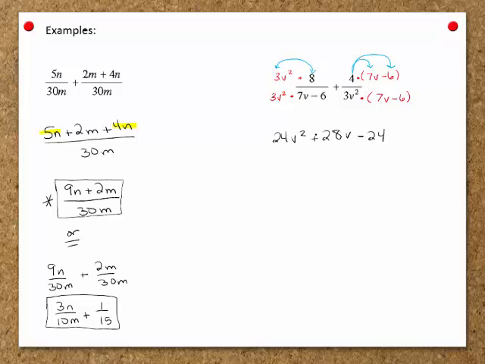Now I can put this plus because of this plus here. And then for my denominator, I'll have 3v squared times 7v minus 6. The next thing I want to do is now factor my numerator. I have a 24, a 28, and a 24. These will all divide by 4. So I'm going to pull my 4 out, which will leave me with 6v squared plus 7v minus 6 over 3v squared times 7v minus 6.